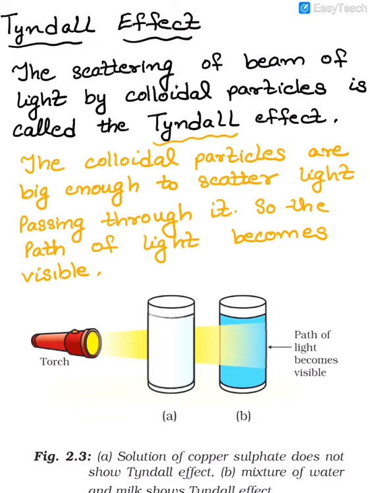So colloidal particles are big enough, which helps us in the scattering of a beam of light when you pass a beam of light through it. Since they are big, they allow the light to scatter through it. So here you can see one example.